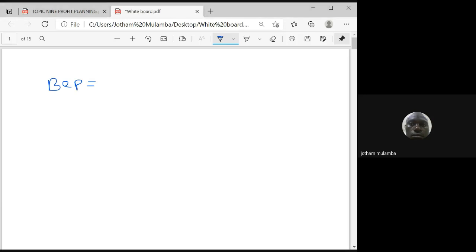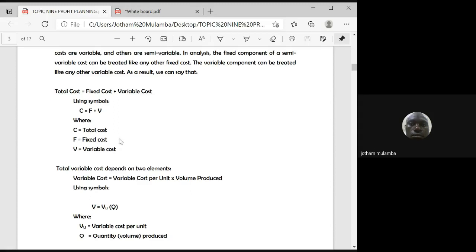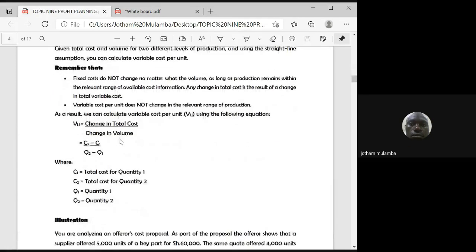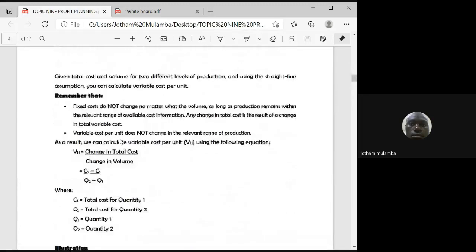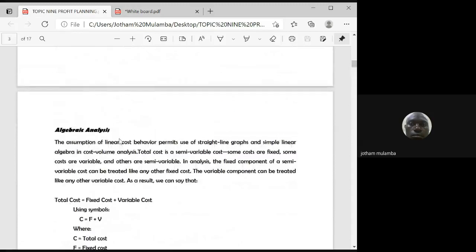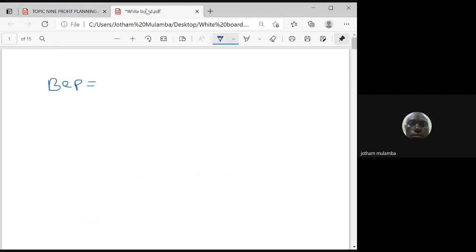So for us to analyze break-even point, we have the geometry, and we'll have algebraic analysis. For algebraic analysis, break-even point is equal to fixed cost over contribution per unit. And contribution per unit is equal to selling price minus variable cost.